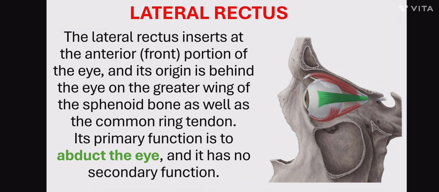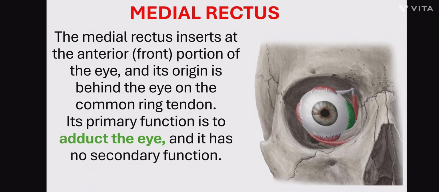The fourth muscle is medial rectus. The medial rectus inserts at the anterior portion of the eye and its origin is behind the eye on the common ring tendon. Its primary function is to adduct the eye and it has no secondary function.